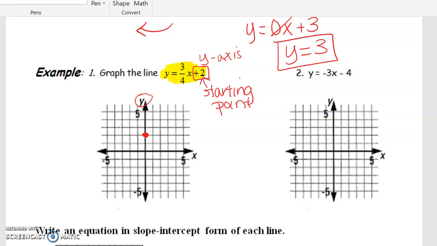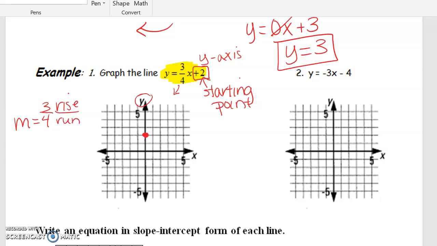Now, in order to create my line, I need to use my slope to create more points. So remember, if my slope is 3/4, we know that our slope is change in y over change in x, or our rise over our run.